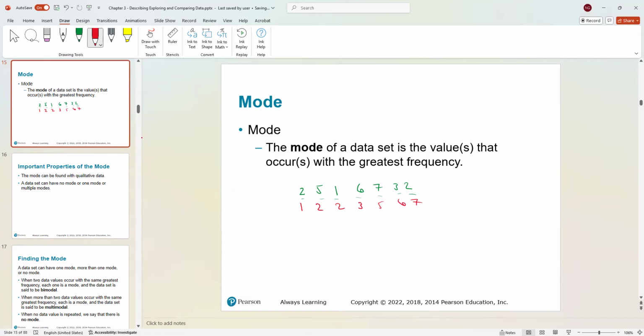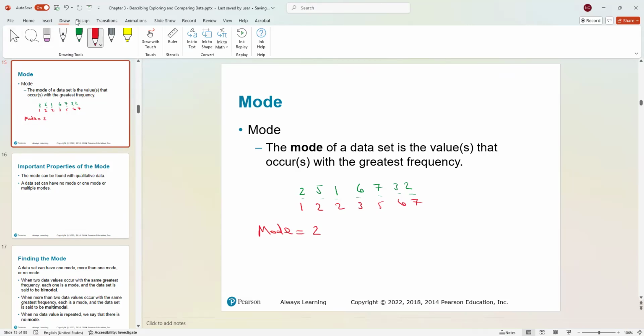So what data is repeated the most here? The one with the largest frequency, the greatest frequency. What is the mode? Yes, the mode is 2, because it is the data with the highest frequency.